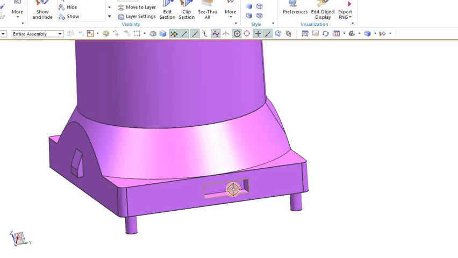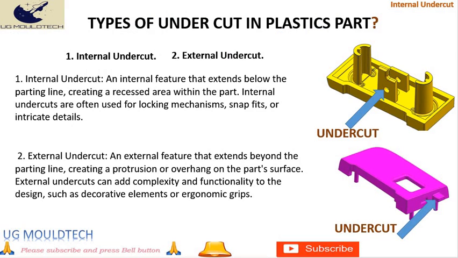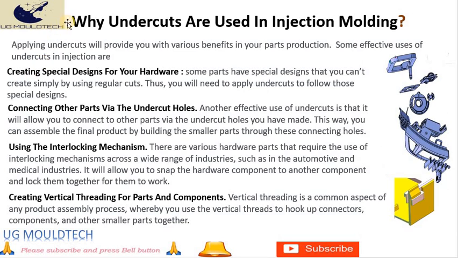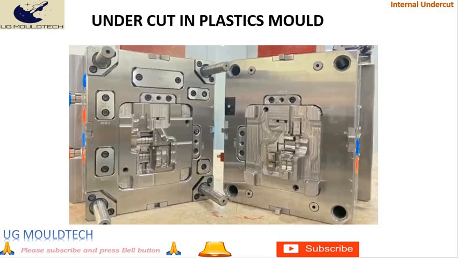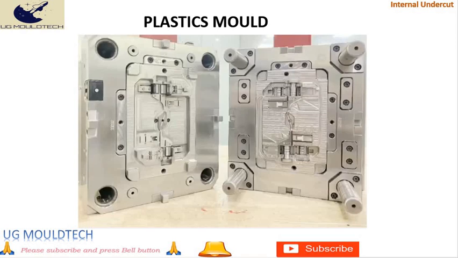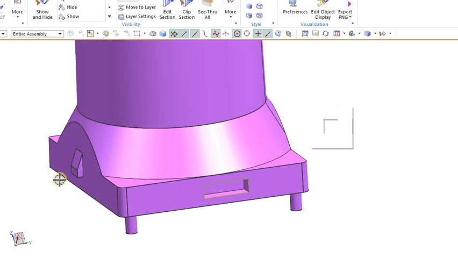Friends, the next point in undercuts in injection molding is why undercuts are used in injection molding, or effective uses of undercuts in injection molding. One: creating special designs for your hardware. Some parts have special designs that you can't create simply by using regular cuts. Thus, you will need to apply undercuts to follow those special designs, so that you can create the correct hardware body, sizes, and dimensions.